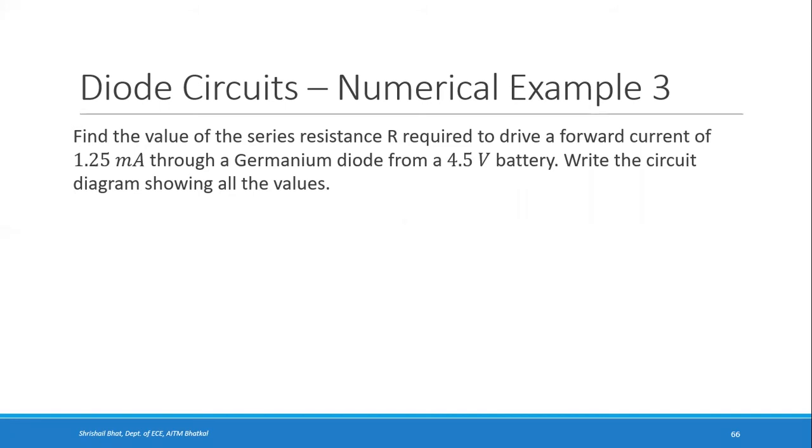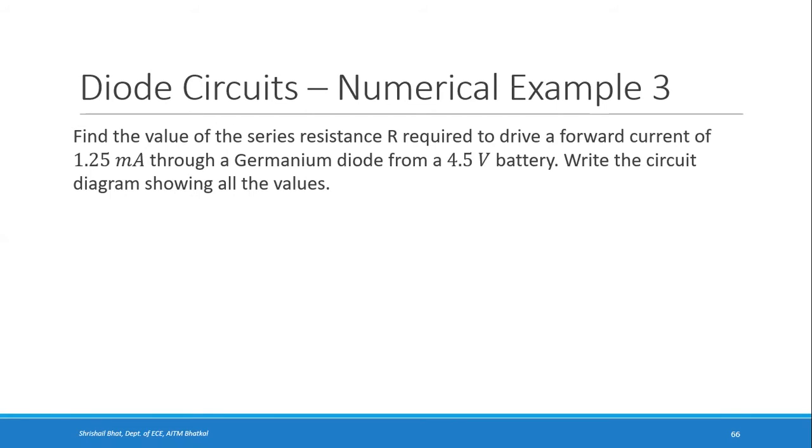So we're asked to find the value of the series resistance R required to drive a forward current of 1.25 milliamps through a germanium diode from a 4.5 volts battery. Write the circuit diagram showing all the values. So you are asked to find the resistance R, which has to be connected in series with a diode. The diode is given as germanium diode, and the DC voltage source battery is 4.5 volts, and the forward current through the diode has to be 1.25 milliamps. If it has to be 1.25 milliamps, what has to be the value of resistance? That is asked in this case.